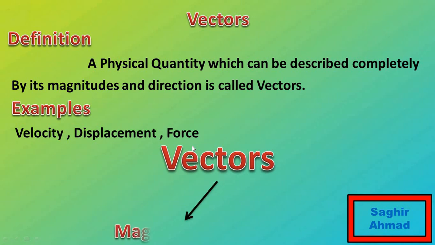Now, second, vectors need two things. Number one is magnitude and number two is its direction.